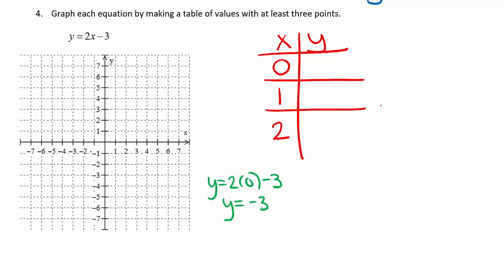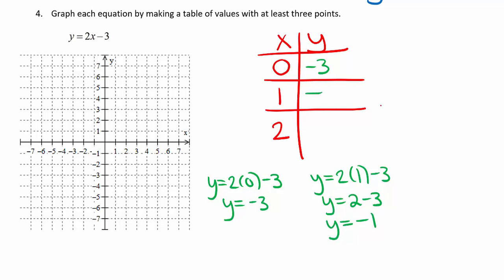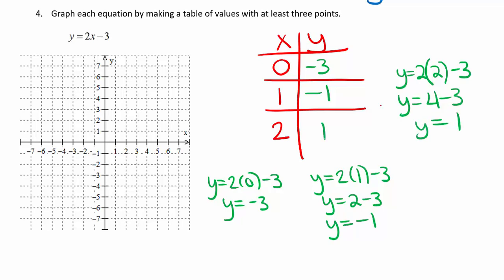If x is 0, I end up getting y equals negative 3. If I plug in 1 for x, I get 2 minus 3, or y equals negative 1. And if I plug in 2 for x, I end up getting y equals 4 minus 3, or y equals positive 1. I like to always include 3 points in my table of values, and this is in fact what I'll be asking you to do on exams.